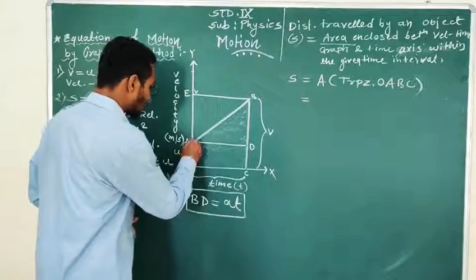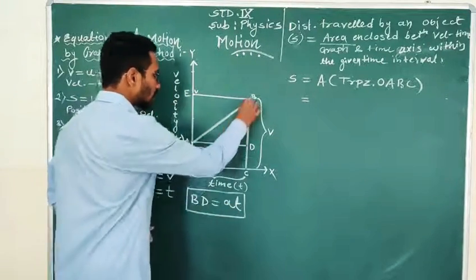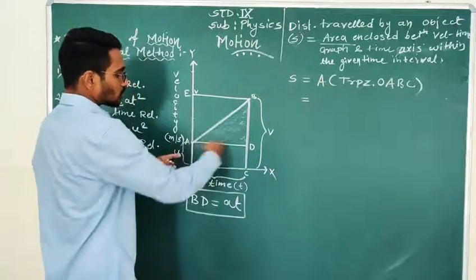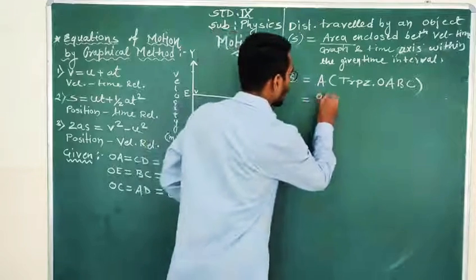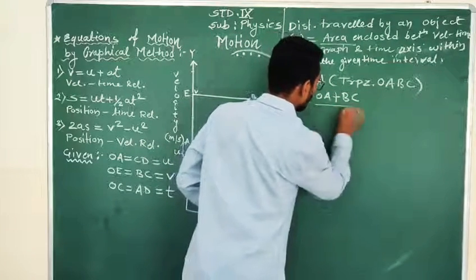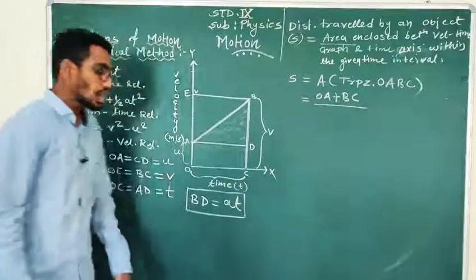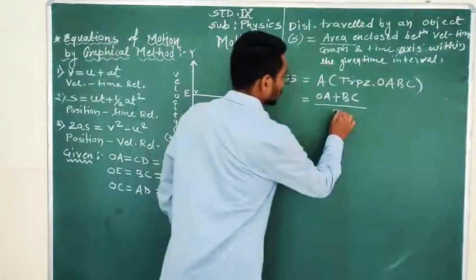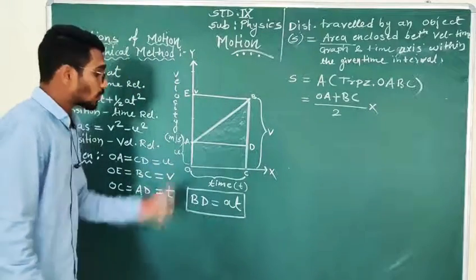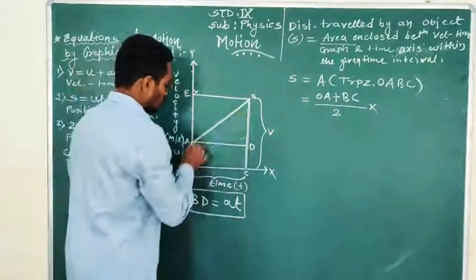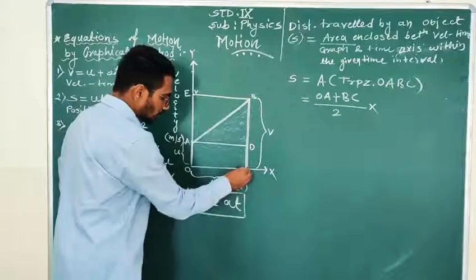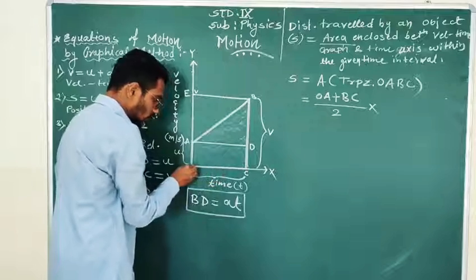So these are the parallel sides, OA and BC. So sum of these two parallel sides, OA plus BC, by 2, into height. What is height? OA and BC are the parallel sides. So what is height? OC.